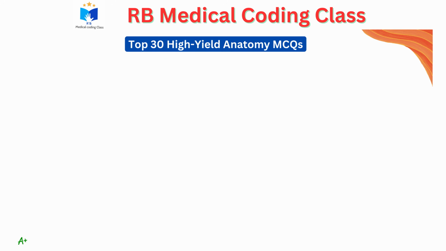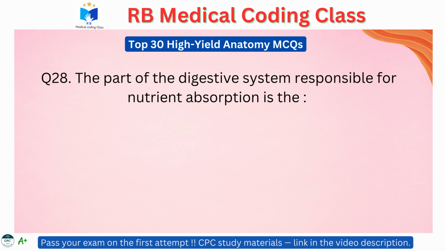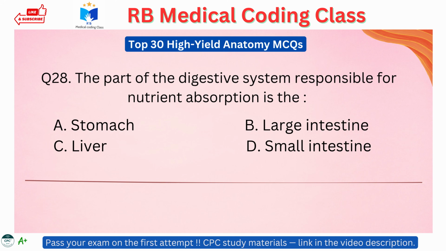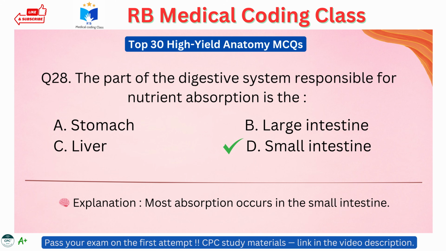Question 28. The part of the digestive system responsible for nutrient absorption is the A. Stomach. B. Large intestine. C. Liver. D. Small intestine. Answer. D. Small intestine. Explanation. Most absorption occurs in the small intestine.